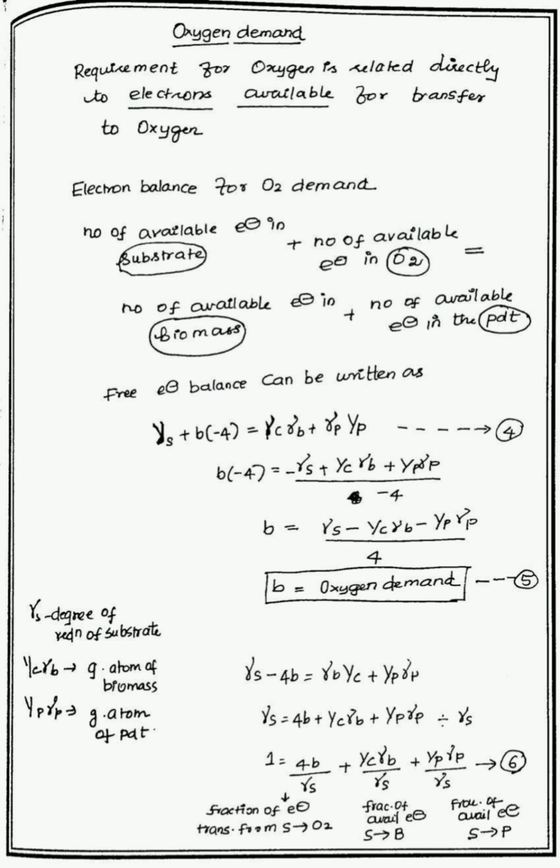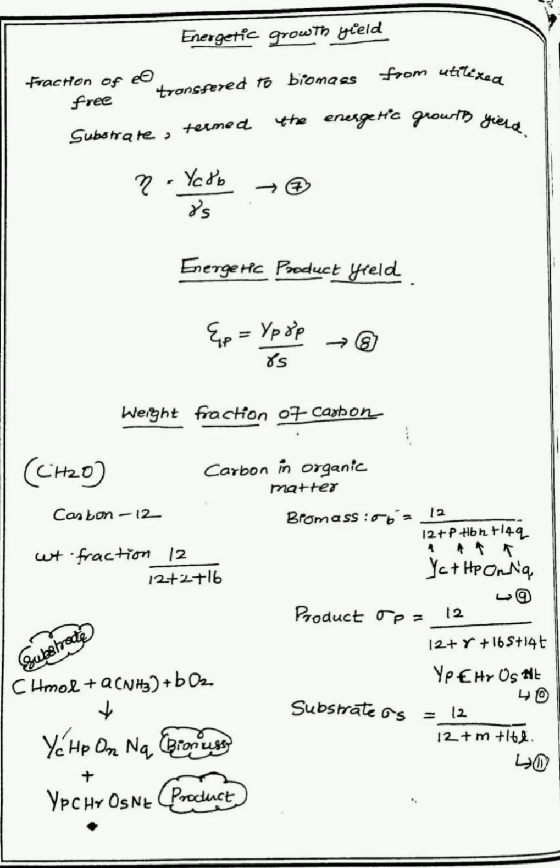Okay. Here you can see the first equation, which is obtained from the previous equation, that is the fraction of available electrons for the conversion of substrate to biomass, yc gamma b by gamma s, that is denoted by eta. So this is called energetic growth yield for the biomass. This is the formula for calculating the biomass alone.